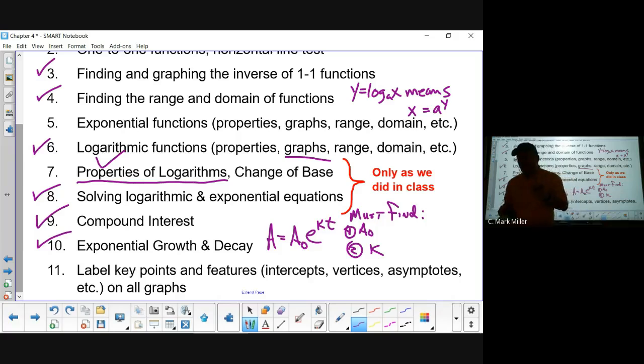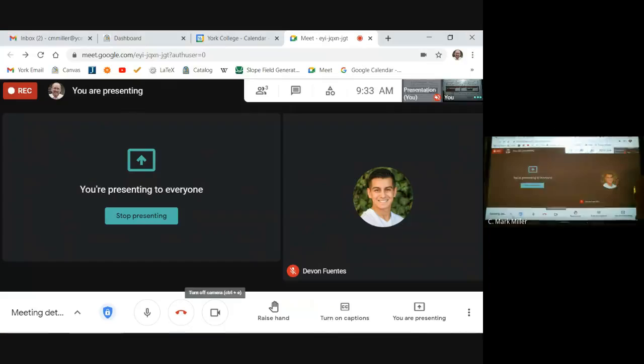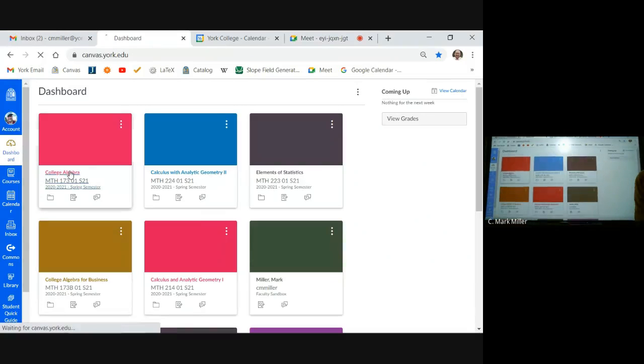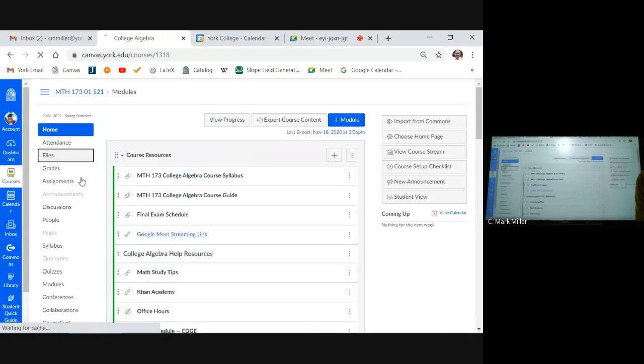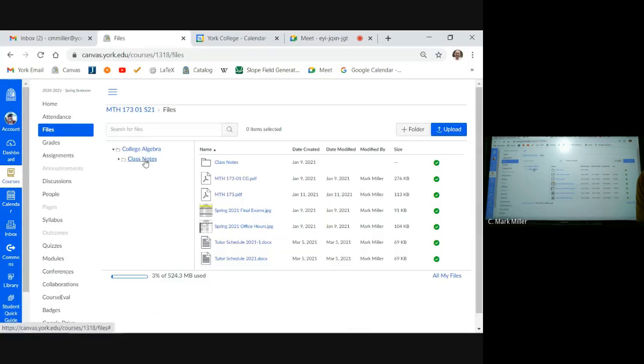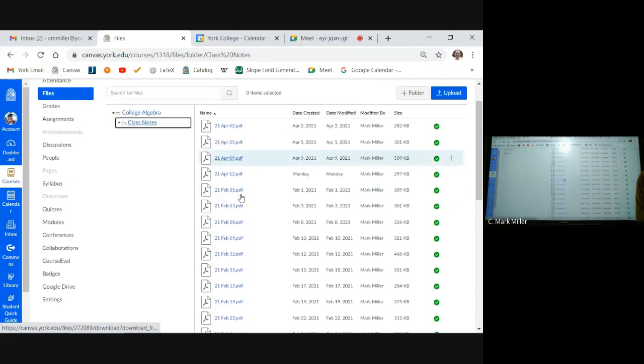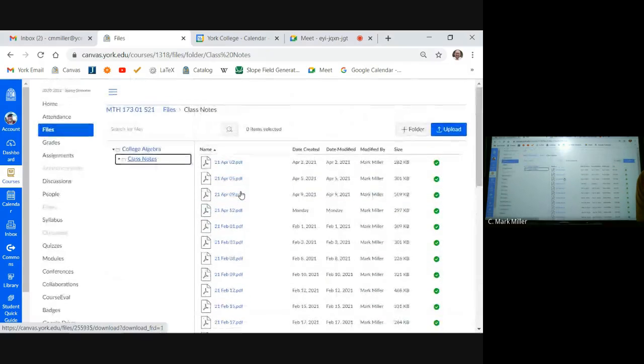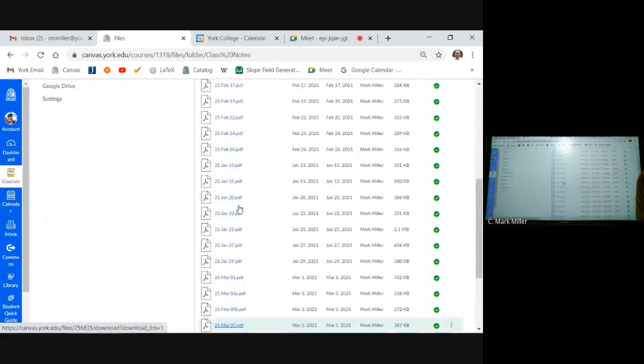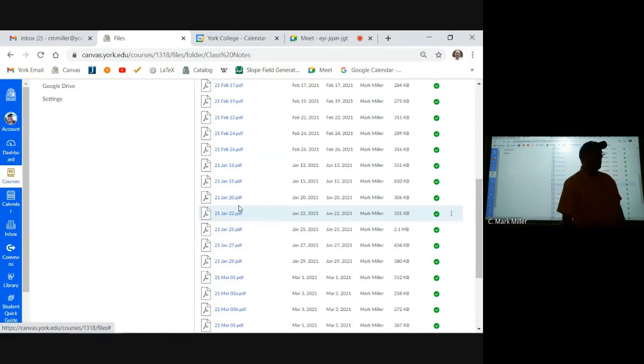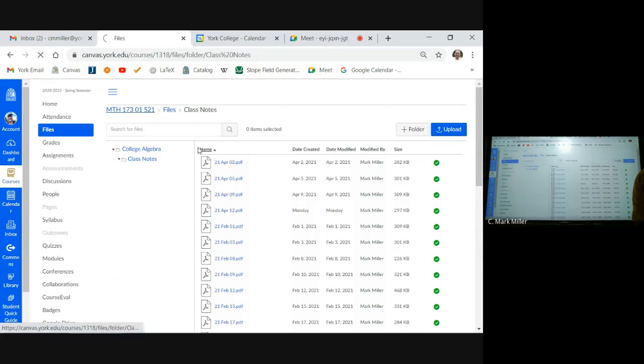Also, I am going to put all of this up on Canvas in the files folder. So you will find these on Canvas. Go into our course, over here in files, in here, class notes, you will find them. You know what? There might be a way for me to put them on the main screen. I'll tell you what. If I can find a way, yeah, I think I can.